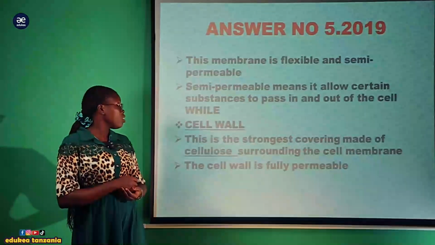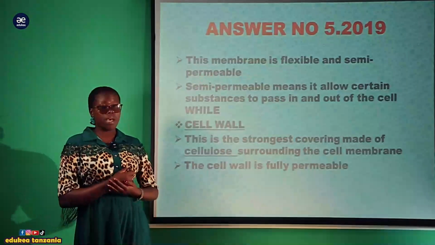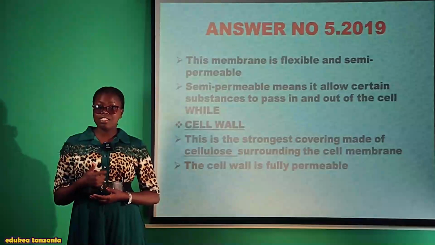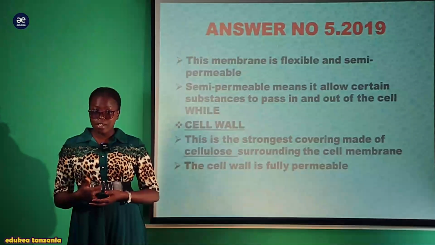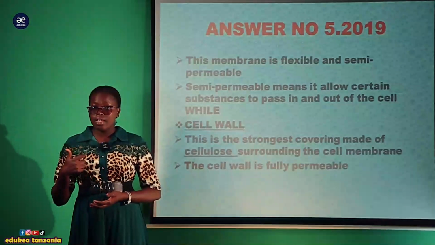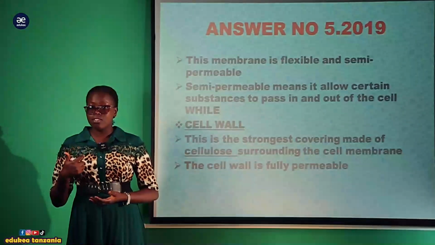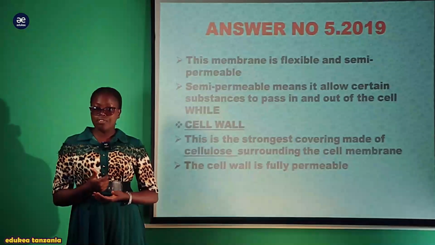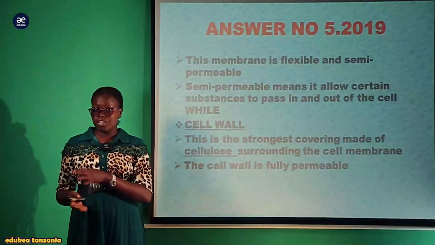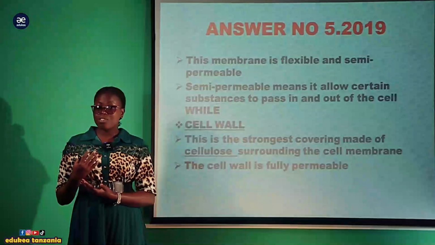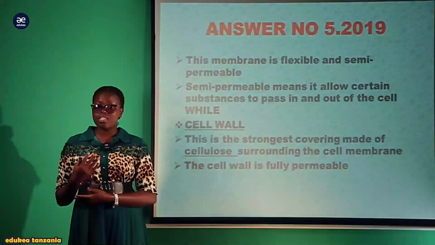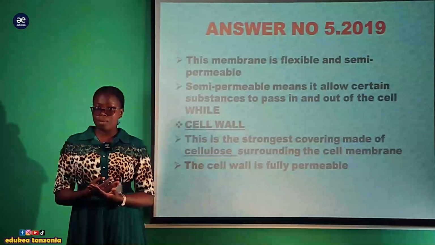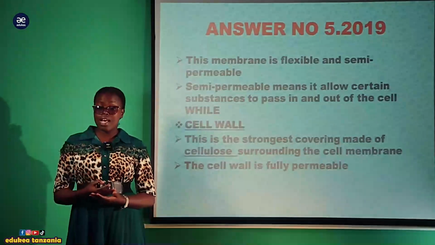This membrane is flexible and semi-permeable. Semi-permeable means that it allows only a required amount of water and minerals to pass or enter into the cell. It is also flexible, meaning that it is capable of changing. That's why the animal cell, which is made up of only the cell membrane, tends to have an irregular shape.